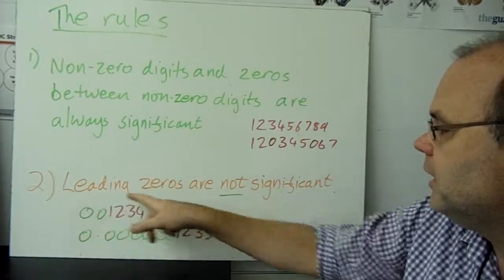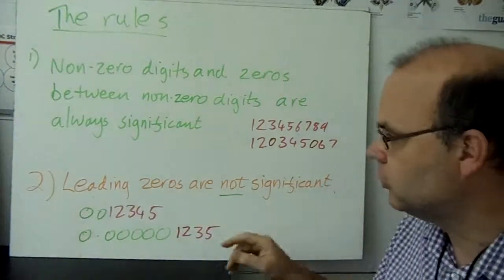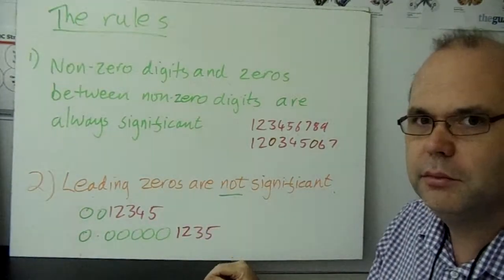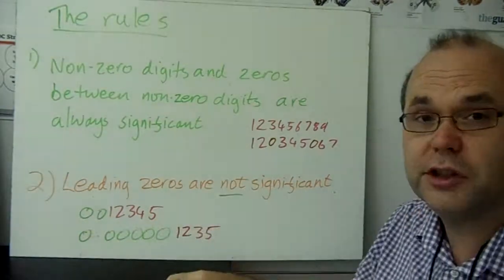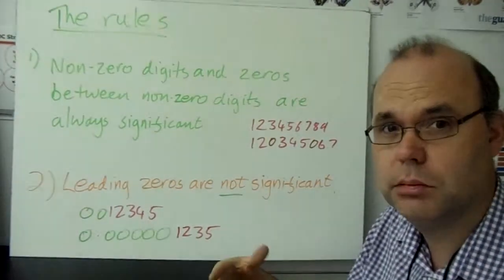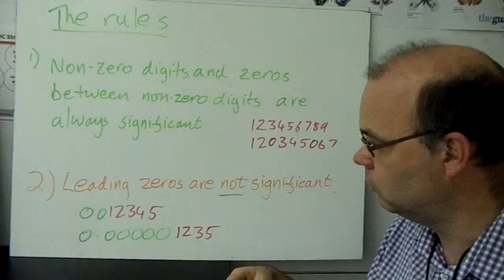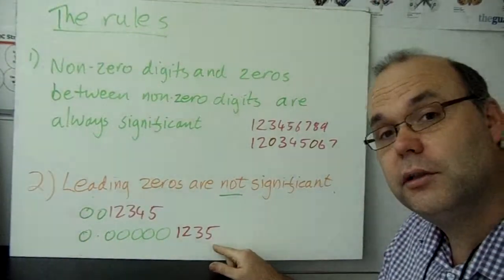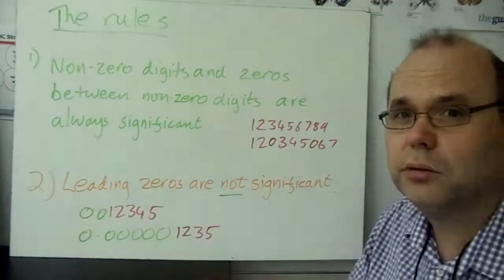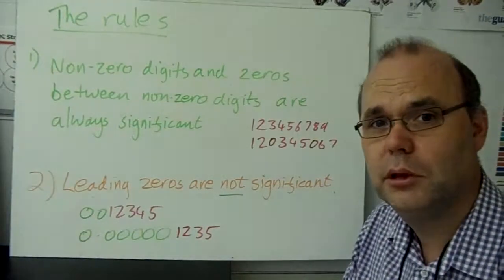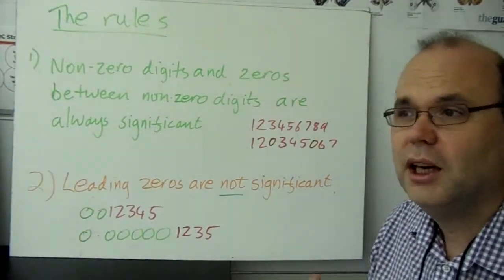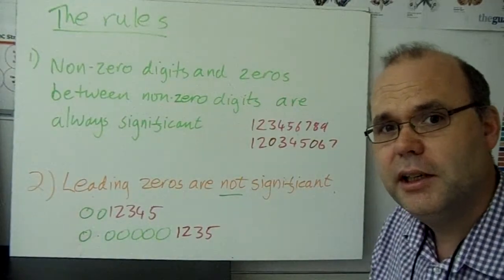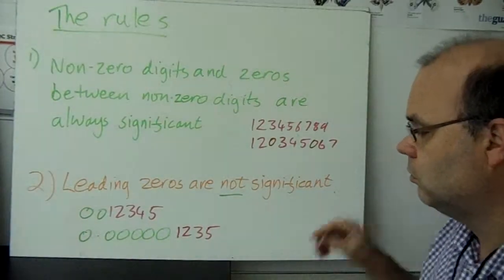Rule 2. Leading zeros are not significant. So if they write 0, 0, 1, 2, 3, 4, 5, you know, in everyday life, we leave out the zeros in front of whole numbers anyway. They're not important. They're not significant. If it's 0.0000001235, these green zeros, they're not significant. I mean, they tell you how big or how small something is, but they don't count as being important digits.